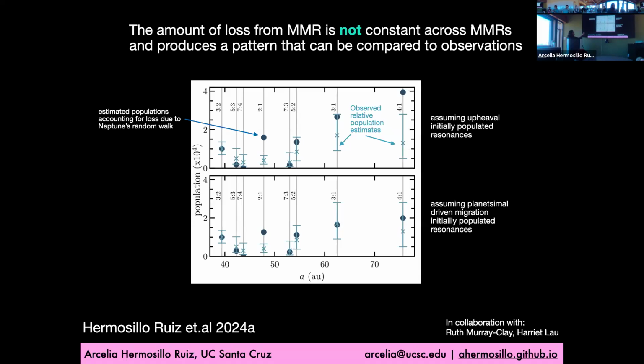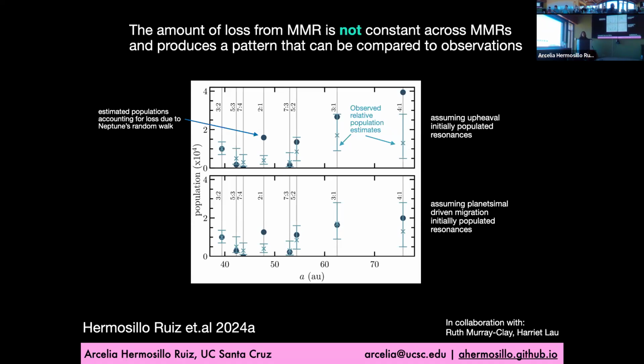So one of the main results of this work was that there is a pattern that we can distinguish in how these mean motion resonances lose Kuiper belt objects. What I'm showing here is the comparison of my work to the observed estimated populations of the Kuiper belt in certain mean motion resonances. The light blue is the population estimates from observations, and I'll talk about the two different panels in a little bit. The dark blue circles are the population that I calculated given some loss mechanism, which in this case is a surface density with 2,000 Pluto-sized planetesimals.